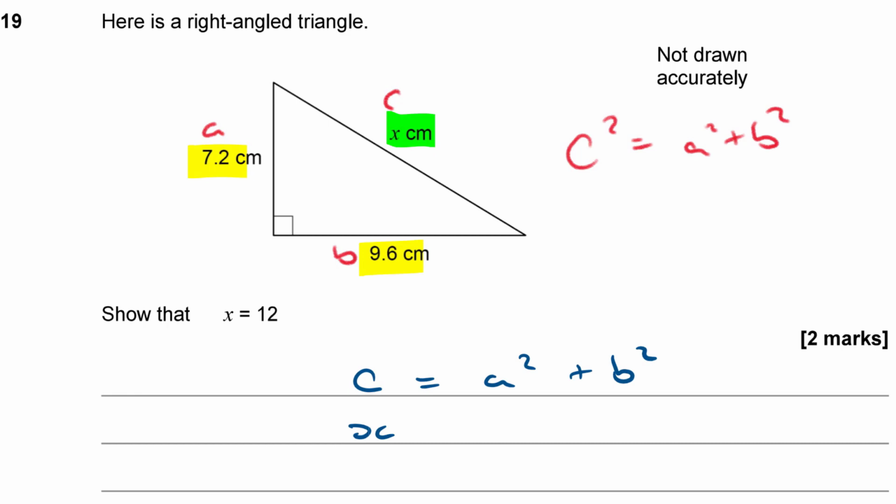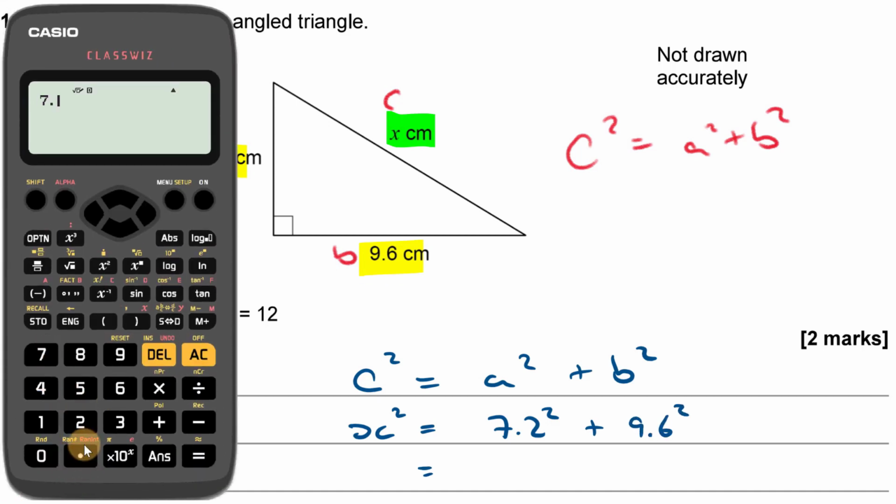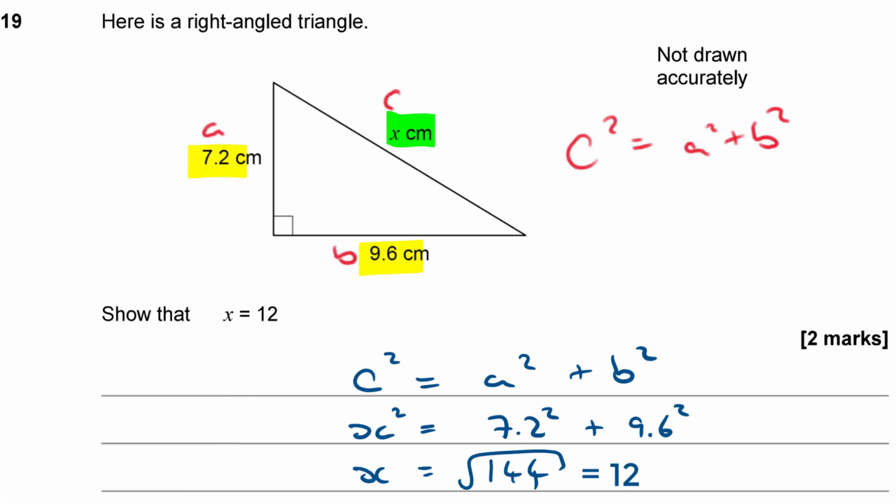Okay, so we're just going to sub into there and find what c is, and then say that's what x is. In this case, c is x. X squared is equal to 7.2 squared plus 9.6 squared. So on my calculator, 7.2 squared plus 9.6 squared comes out to be 144. So then x is going to be the root of 144, which is 12.